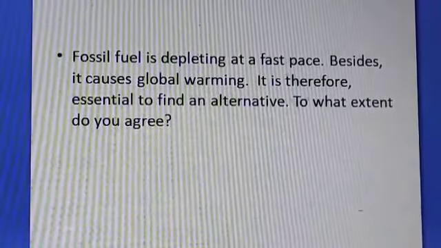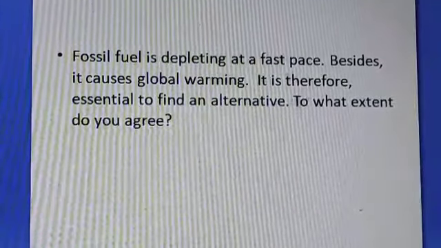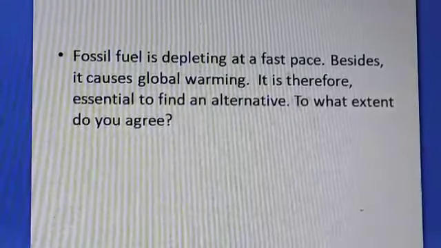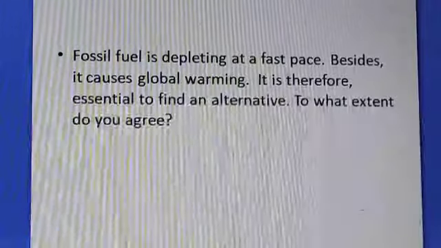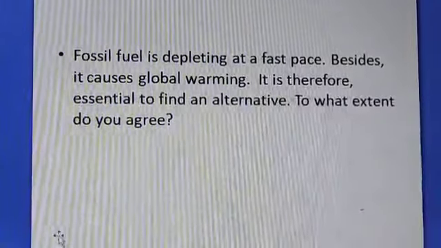It says, the fossil fuel is depleting at a very fast pace. Besides, it causes global warming. It is therefore essential to find an alternative. To what extent do you agree? Right? So that is the topic for you.